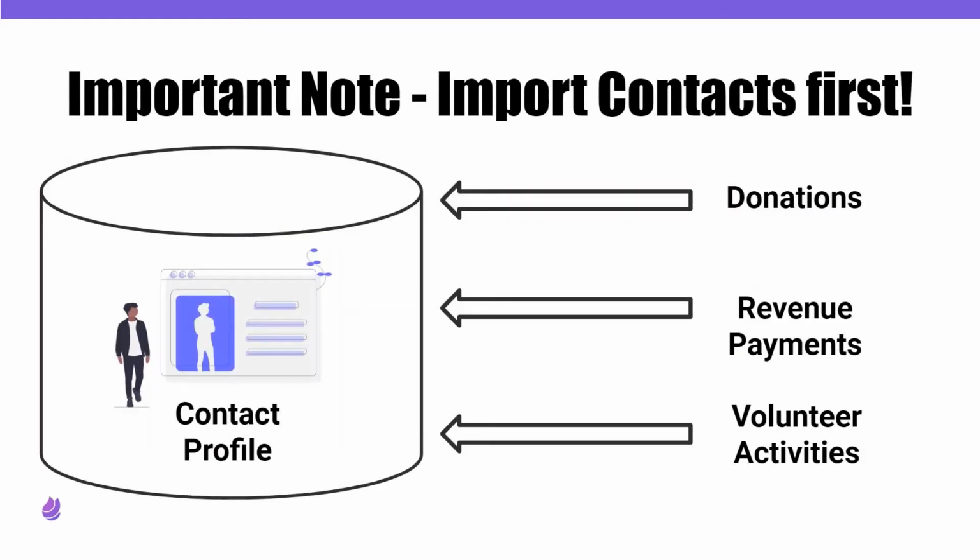All right, important things to know. I've said it once and I'll say it again. Our recommendation is to always import your contact data first before you import other records like donations, revenue payments, or volunteer activities. This is because your contact profile will build a bucket. It'll be the anchor that your donations, revenue payments, and volunteer activities are imported into. So it all starts with a contact profile, and then the connections are created later when you import donations and revenues and volunteers. Keeps everything matched up neatly.